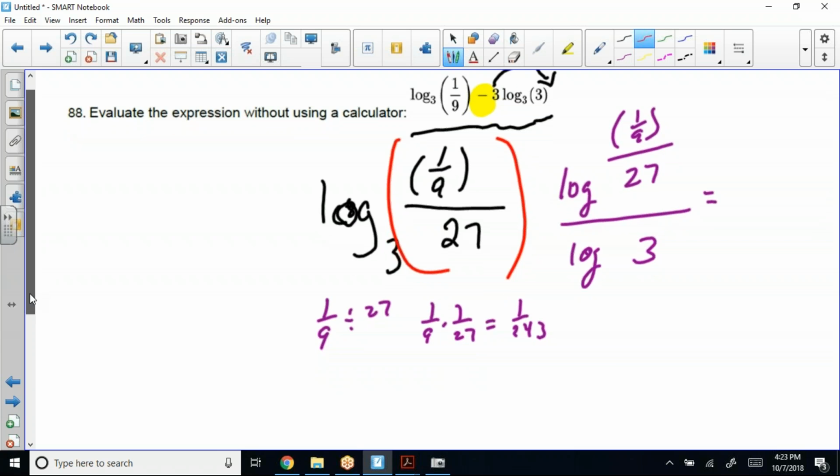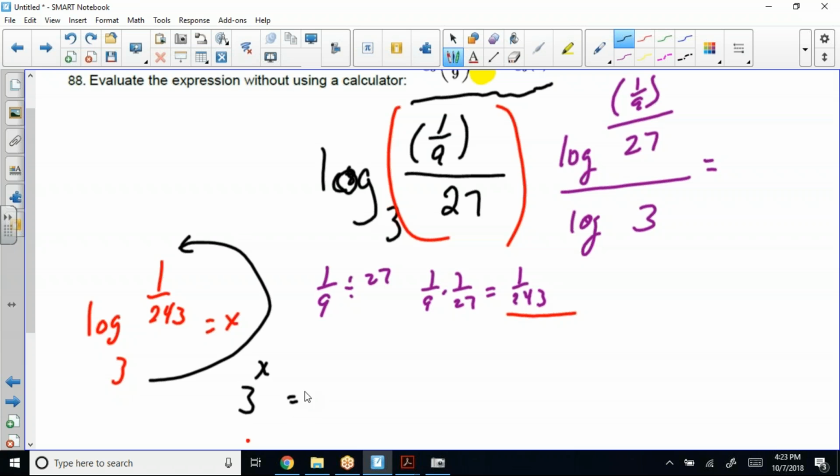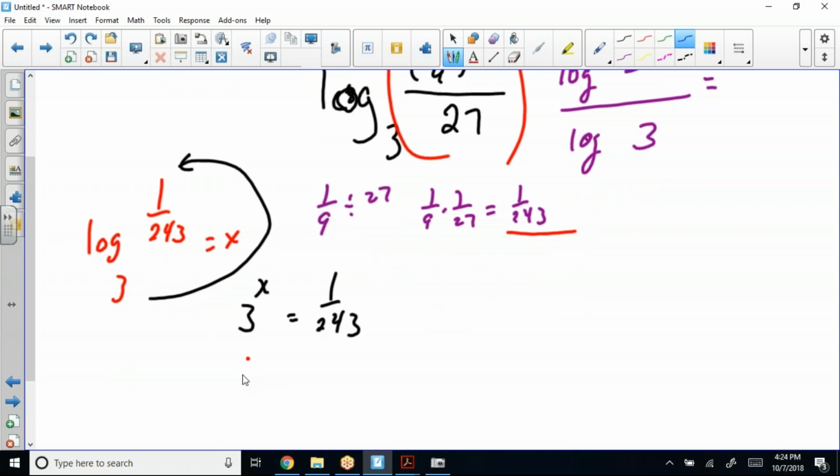So let me nerd out for a second. I've got really log base 3 of 1 over 243. Everybody understand how I got 243? 1 over that equals the x. And if you solve it without the calculator, then it's really 3 to the x equal to 1 over 243. Can I raise 3 to the 5th power? Yeah. So really what this becomes is 3 to the x equals 1 over 3 to the 5th power, right?